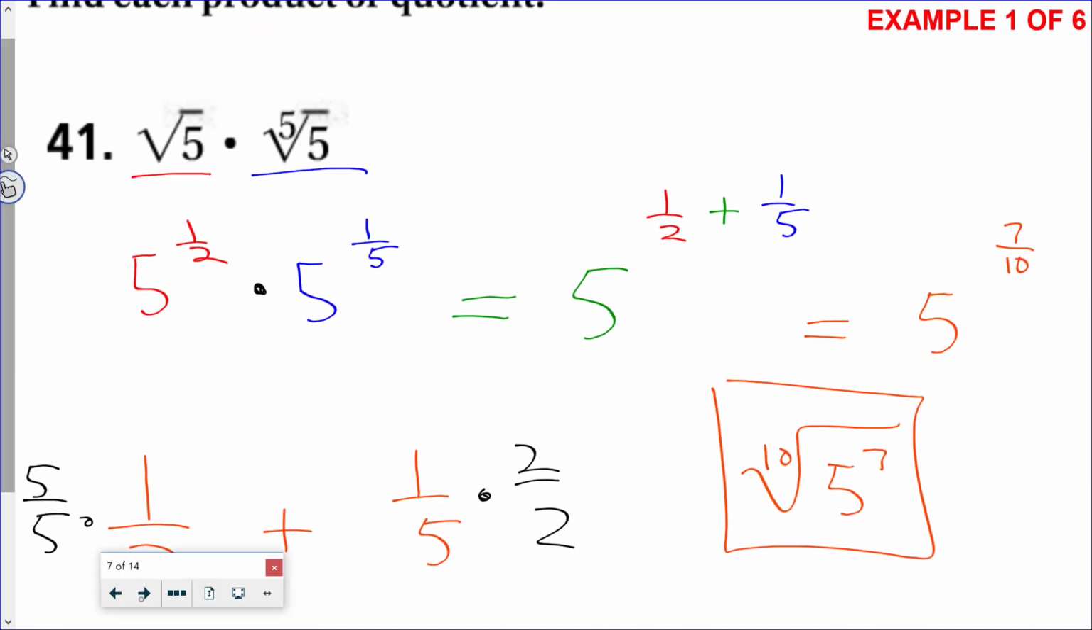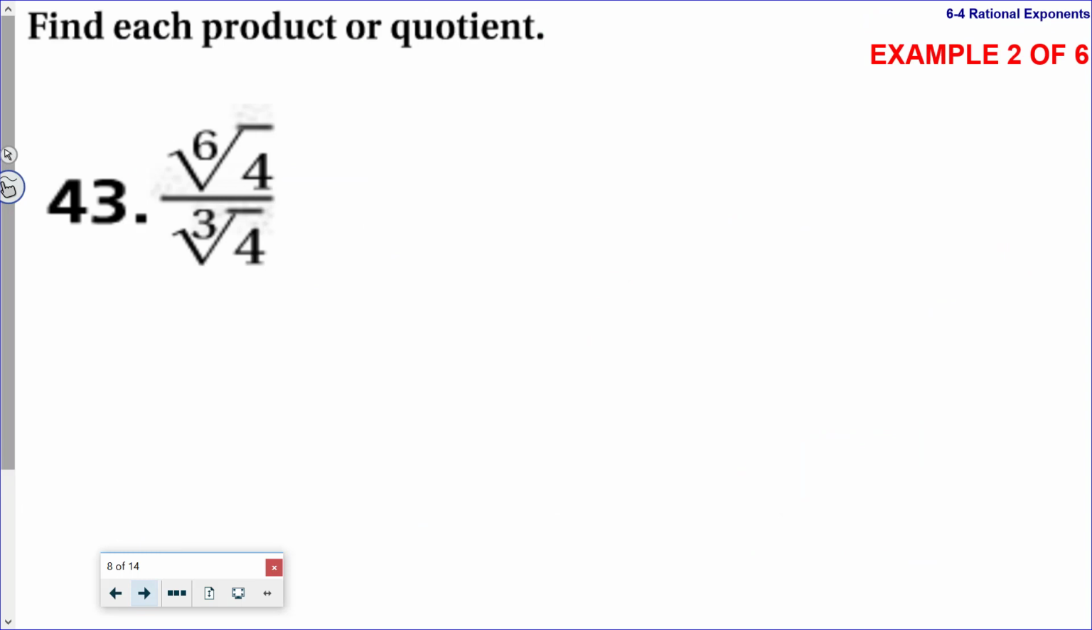All right, so let's look at number 43. Number 41 was multiplication. 43 is division. Again, the same rules apply. In order to divide radicals, you need the same index. So we can't just divide these. The indices are not the same, but we can rewrite it in exponential form and work it out that way.